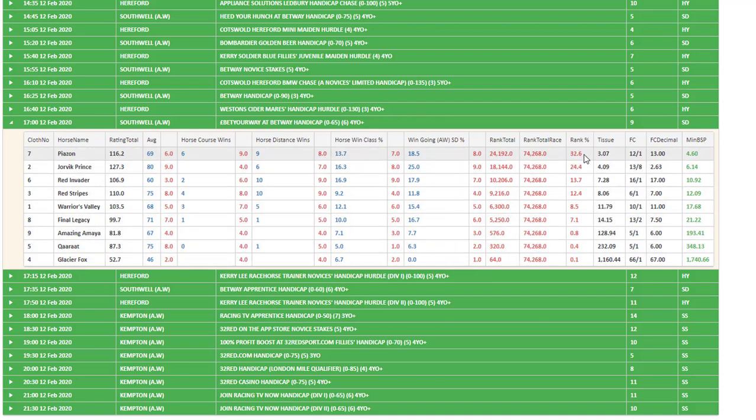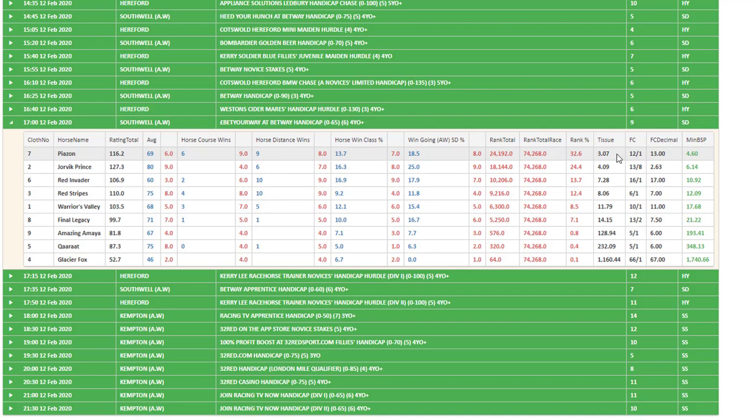Then we have a percentage chance. This is the percentage of each horse compared to the rank total of the race. In this instance, using the form criteria that we consider to be important, and you can play around with these and choose any that you like, on this occasion, these are what we've chosen. The horse at the top, Piazon, we are saying has a 32.6% chance of winning this race. This equates to just better than 2 to 1, or a decimal price of 3. As you can see, the actual forecast price is 12 to 1.